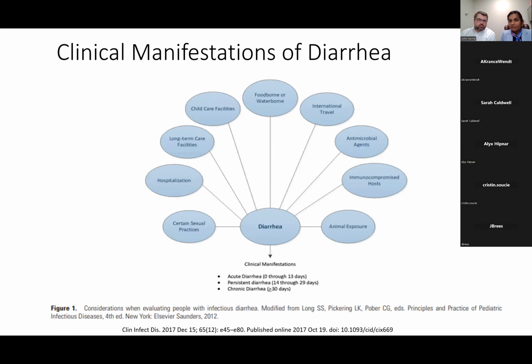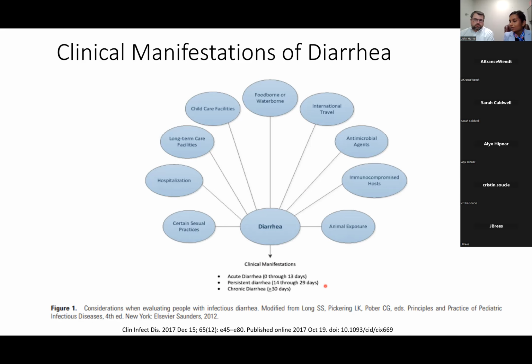So how they define diarrhea is that acute diarrhea is 0 to 13 days. Persistent diarrhea is when it's 2 weeks and you're still having more than 3 episodes a day of watery diarrhea. And then chronic diarrhea they define as more than 30 days. We do have a lot of patients that fall into this category, but we're going to be focusing a lot on the acute because of the bacterial and viral things that happen really quickly. So we'll focus a lot on that.